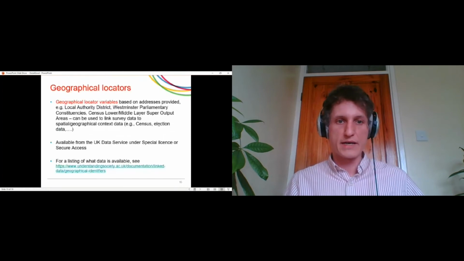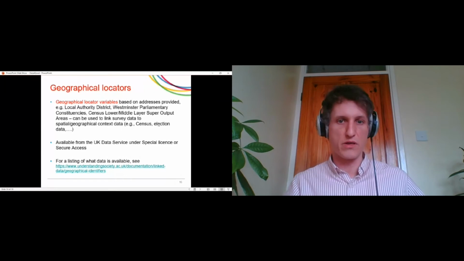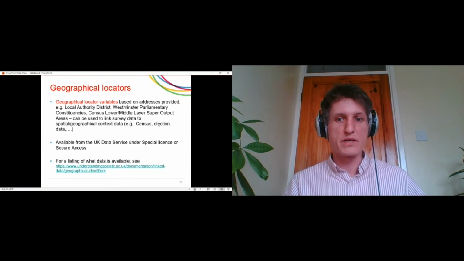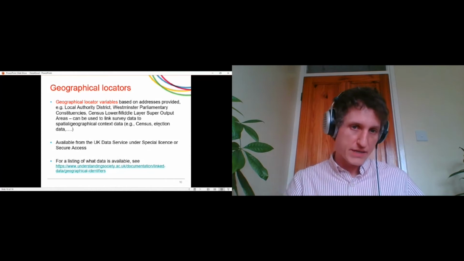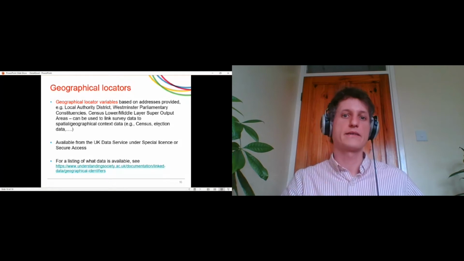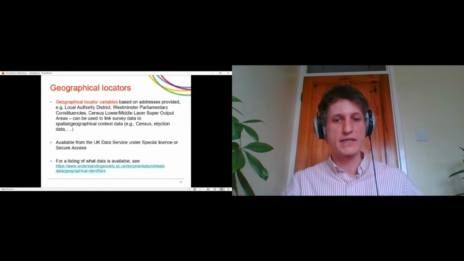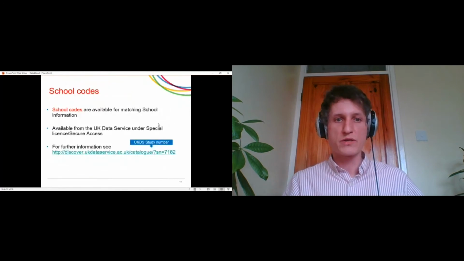First of all, an example of such identifier variables are geographical locator variables. These could be local authority district, Westminster parliamentary constituencies, census lower and middle layer super output areas, to name just a few. These variables can be used to link our survey data to some special and geographical context data, for example census or election data. These geographical locator variables are available as a separate download, again from the UK Data Service, under special license or secure access.